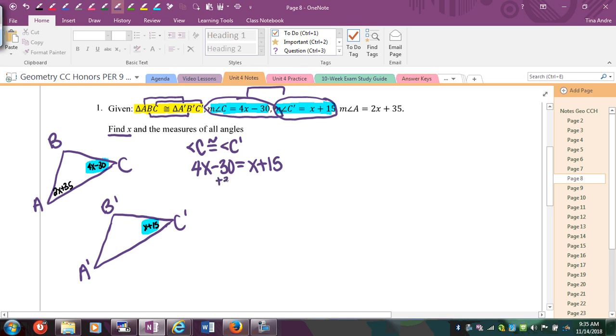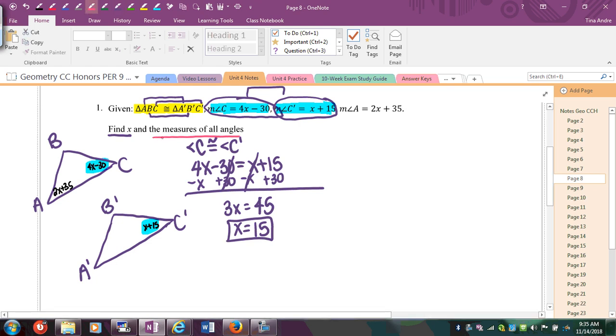If we bring the 30 over and then subtract x, we end up with 3x equaling 45. Divide both sides by 3. We get x equals 15. So there's our x value. We're not done because it says to find the remaining angle measures. So now we're going to plug this 15 back in so that we can get C and C prime, and actually check it, plug it in, and make sure that you get the same thing. So the measure of angle C is 4 times 15 minus 30.